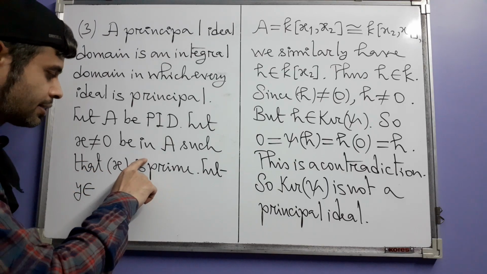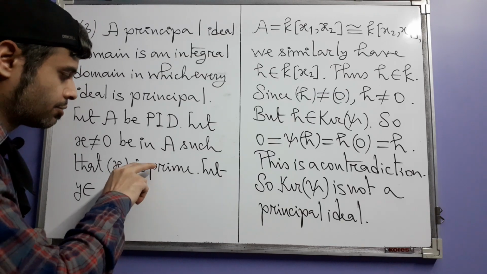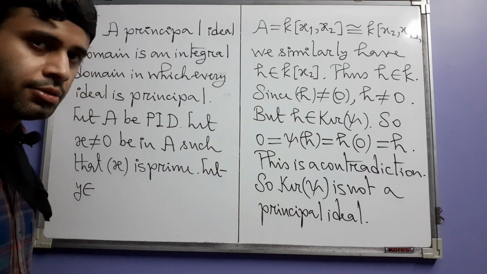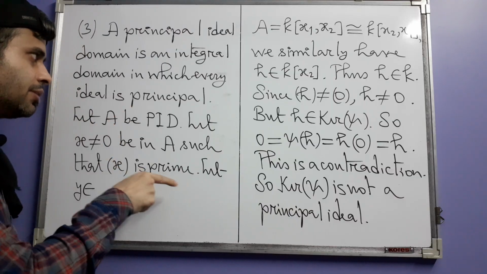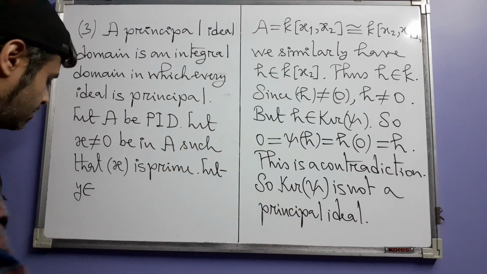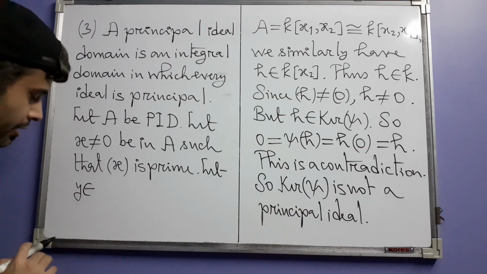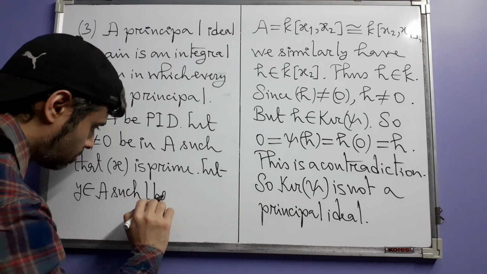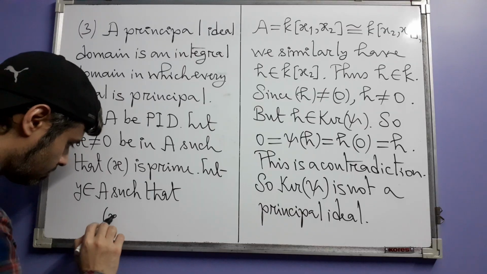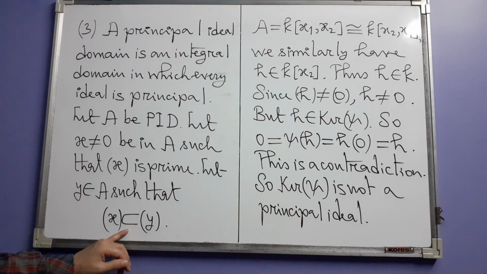You will consider another ideal which properly contains this ideal, and then you will have to show that that other ideal is equal to the whole ring. That other ideal also, just like this one, has to be a principal ideal because we are in a PID. That is why we are taking that other ideal, and first we are taking the element that will generate it. So let y belong to A such that this. Recall that in this book this symbol denotes proper inclusion, proper subset.